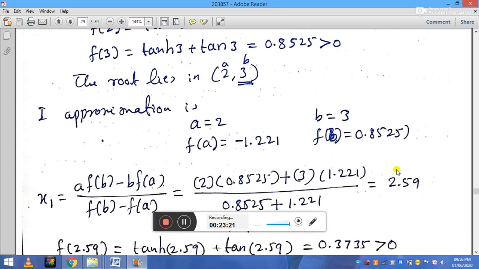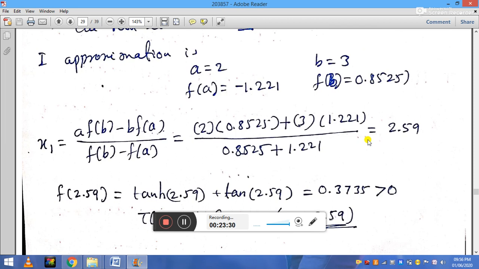f of A is equal to minus 1.221, f of B equal to 0.8525. So put these values in the regula falsi formula, that is x1 is equal to A into f of B minus B into f of A divided by f of B minus f of A. So x1 denotes the first approximation. Put A value, B value, f of B divided by f of B minus f of A. On simplification we get 2.59. The root of the first iteration is 2.59.